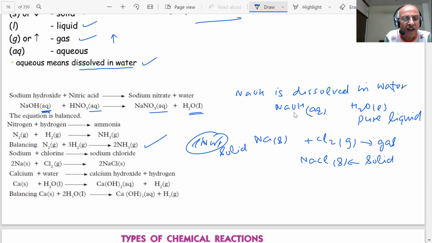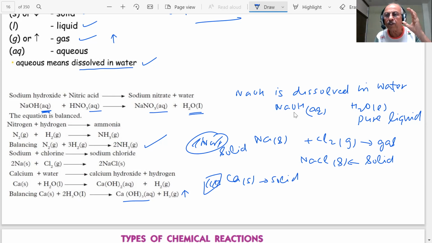Similarly, calcium is in the solid form. Here you have a piece of calcium. Ca(s) means calcium is solid here, students. Water is pure liquid, and you can see calcium hydroxide is aqueous. This is dissolved in water. Ca(OH)2 aqueous means dissolved in water. Hydrogen is a gas, student. So you can see this. In order to make chemical equations more informative, it is important that we write their physical states, students: solid, liquid, gas, and aqueous.